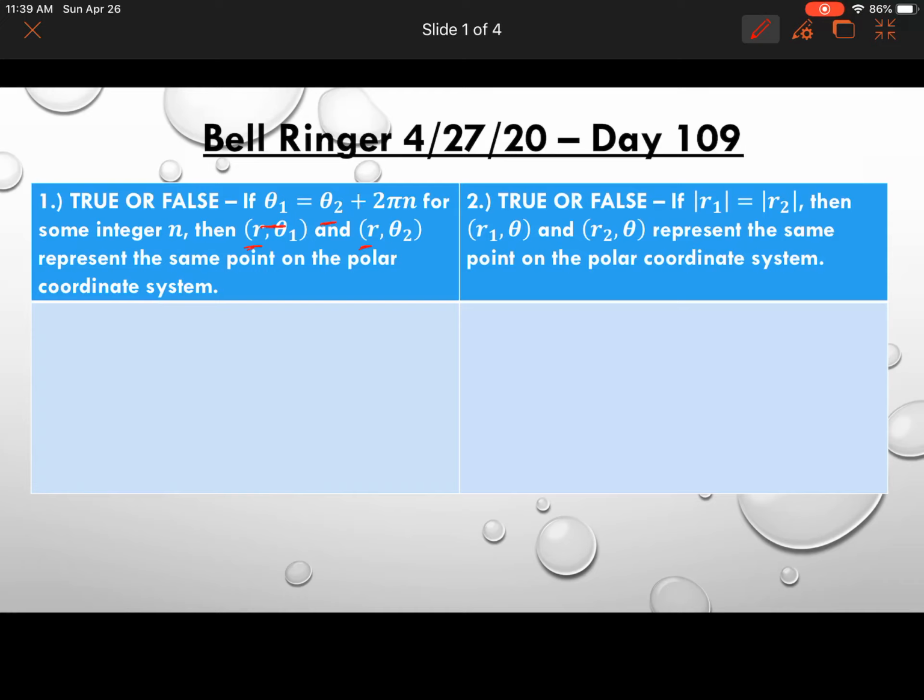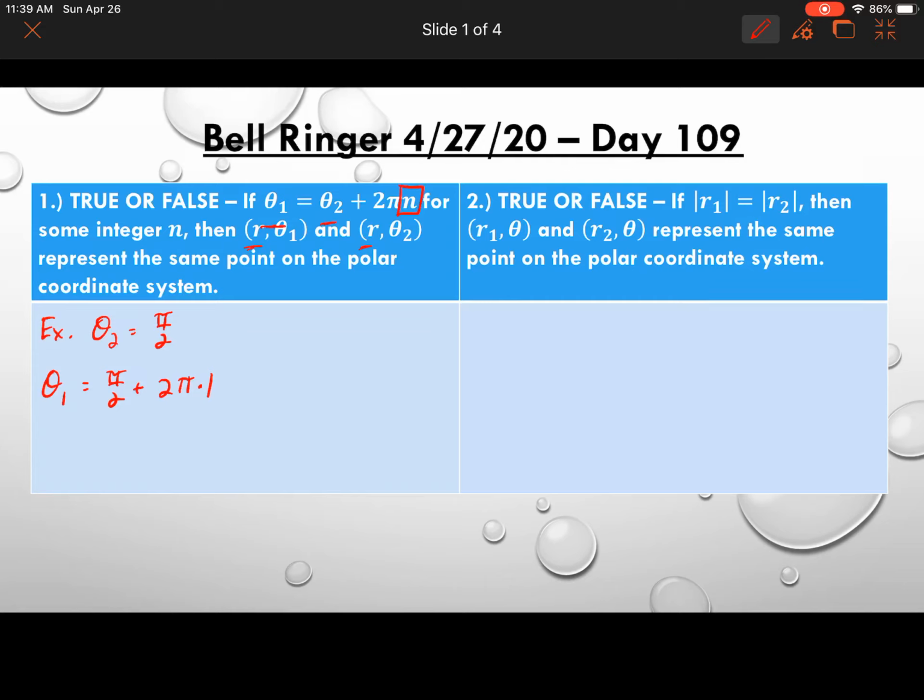So, for example, I just want to give you an example here. Let's say theta sub 2 was equal to, let's just say, pi over 2. This problem is saying that theta sub 1 would be equal to pi over 2 plus 2 pi. It could be 2 pi times 2, could be 2 pi times 3, as long as it's an integer, right? That's what that n is telling us.